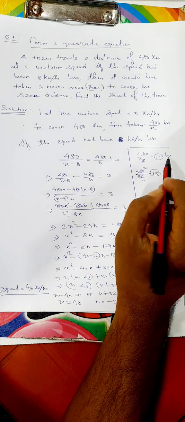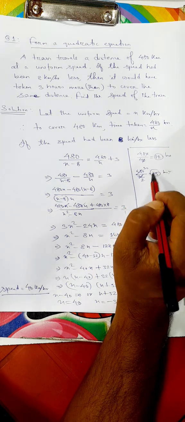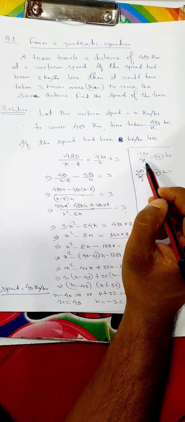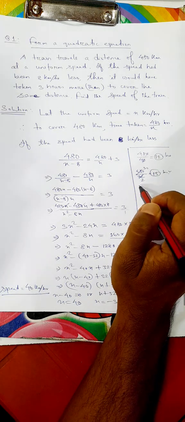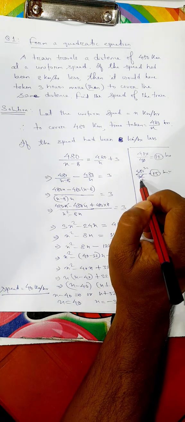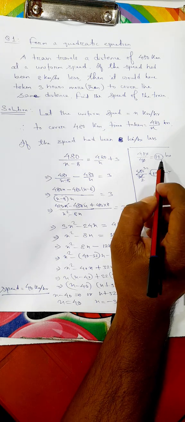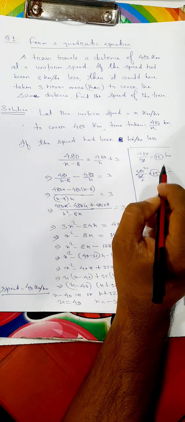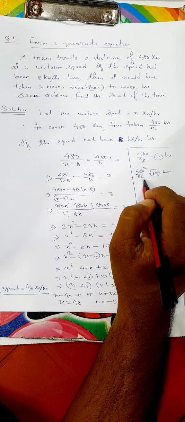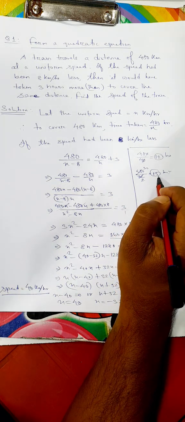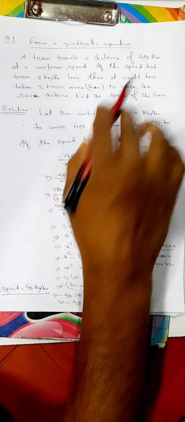So that means 3 hours more than earlier. Earlier speed was 40. If speed is reduced by 8 km per hour, that means if speed is 32 km per hour, time taken will be 15 hours. Earlier time taken was 12 hours. So if speed is reduced by 8 km, train will take 3 hours more time to cover the same distance.